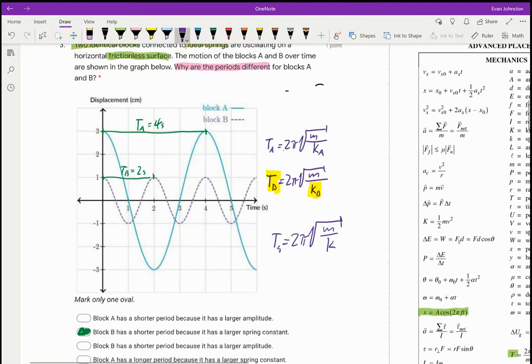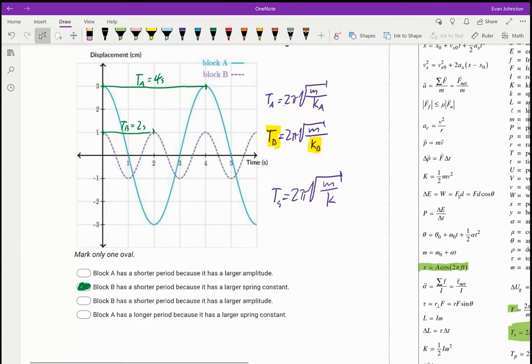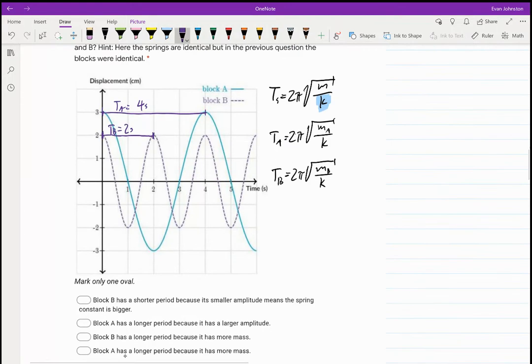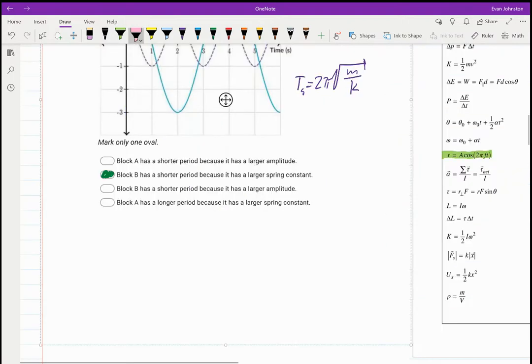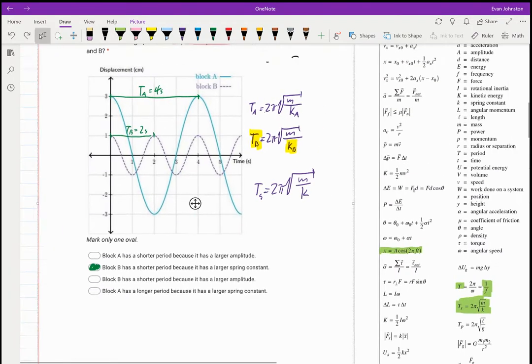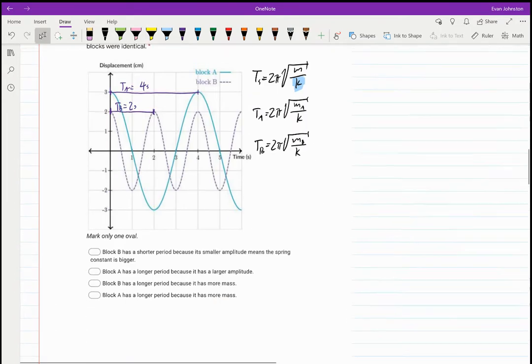Well, surprise, it's the same period as the last question. The only thing that's different is the amplitude of B was smaller in the last question. The amplitude is 1, and now the amplitude is 2. It's actually the same value, though. And since these equations have amplitude nowhere in them, this graph or this question is just trying to mess with you, essentially. You don't really actually care about the amplitude in this case.